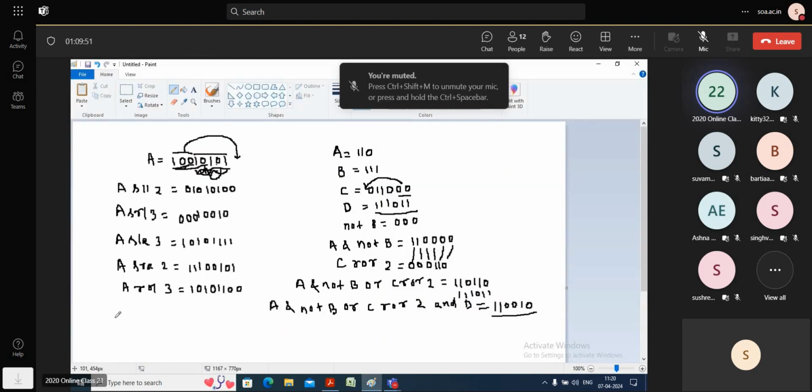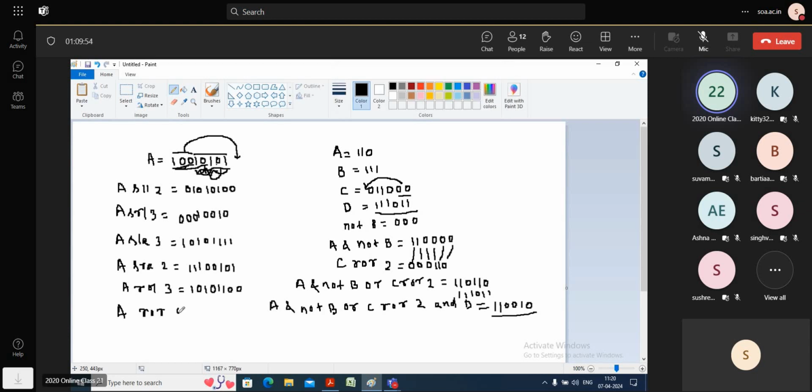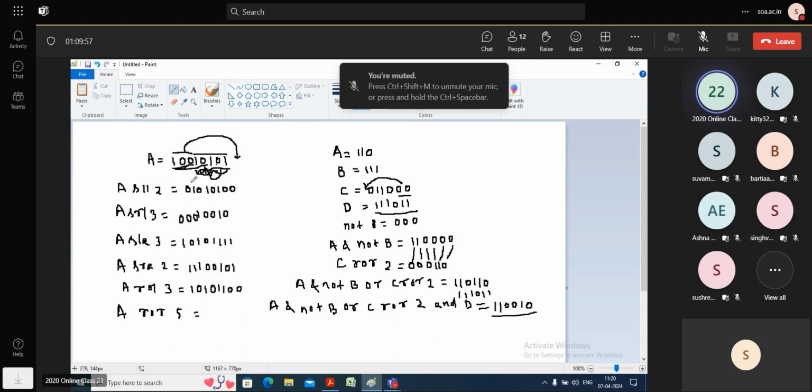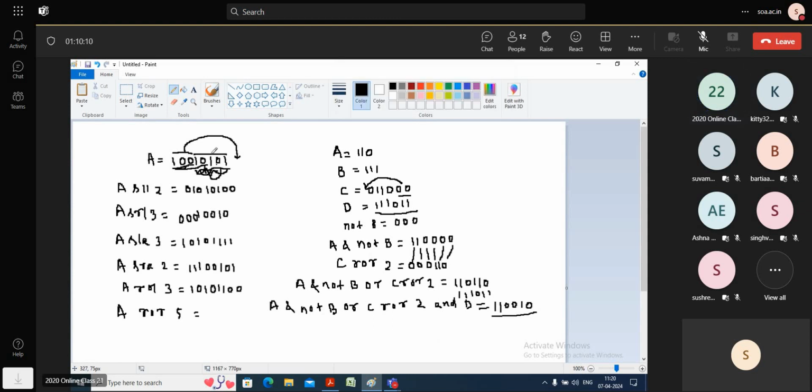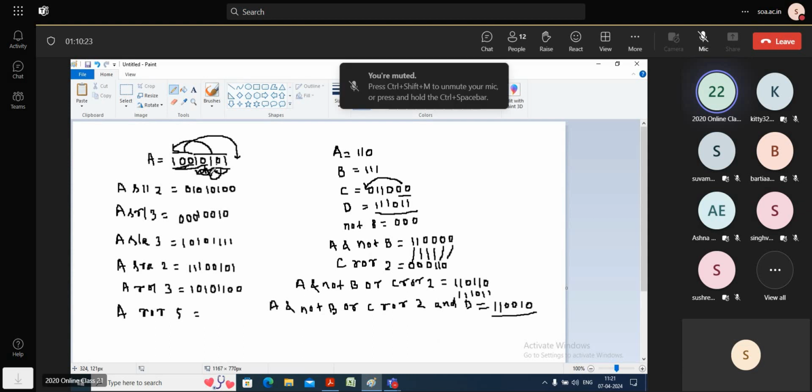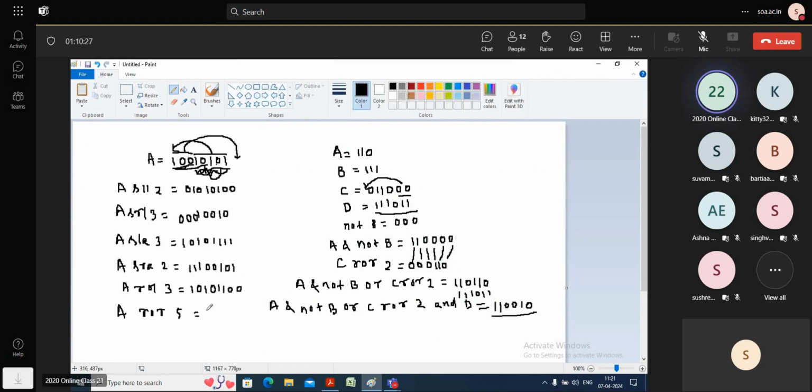Similarly, ROR 5. So rotate right by 5 positions. Now you see from the right, 1 2 3 4 5. So this 1 0 1 0 1 will come to the left, 1 0 1 0 1. Next is 1 0 0.